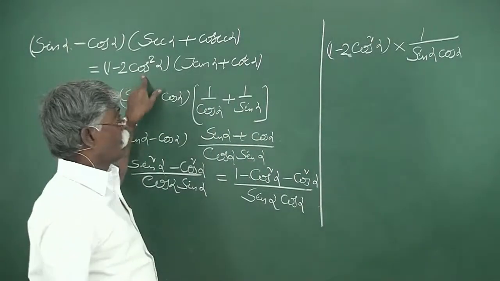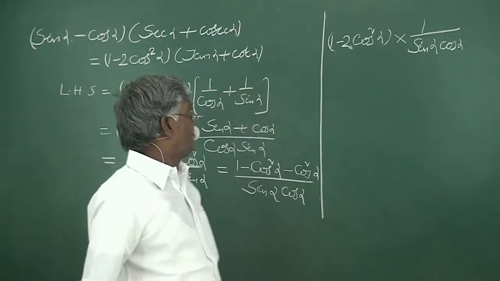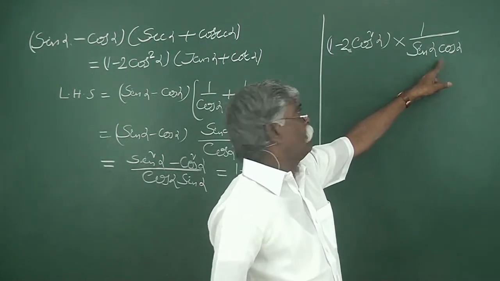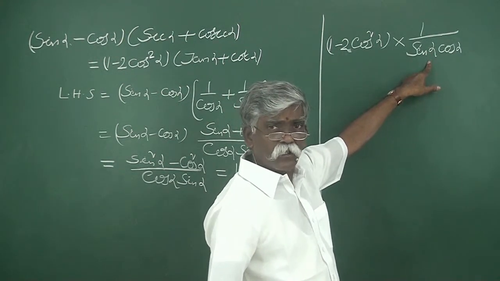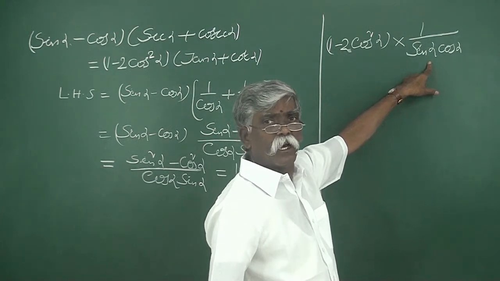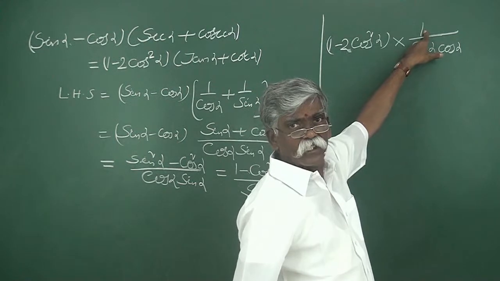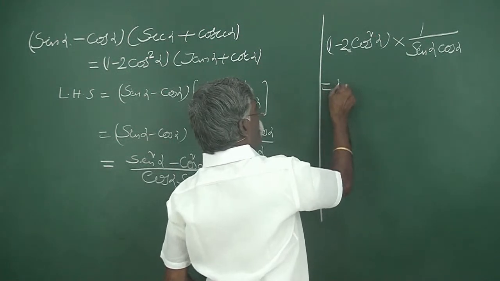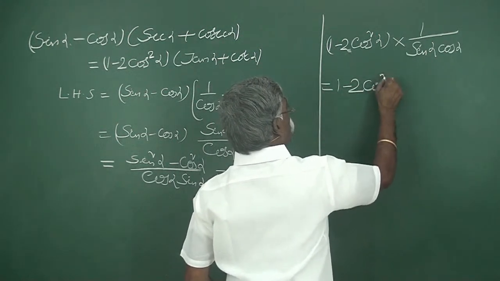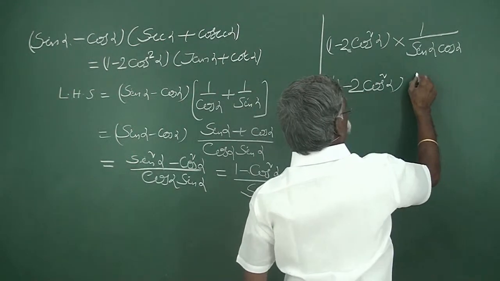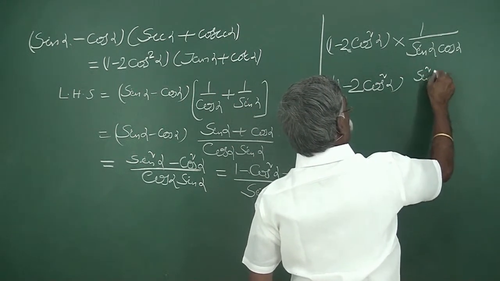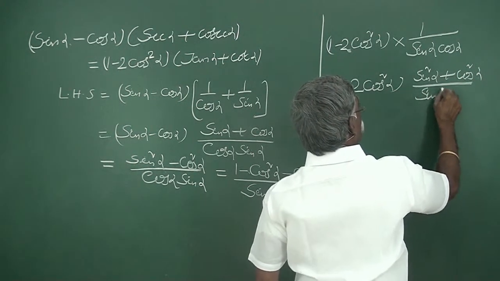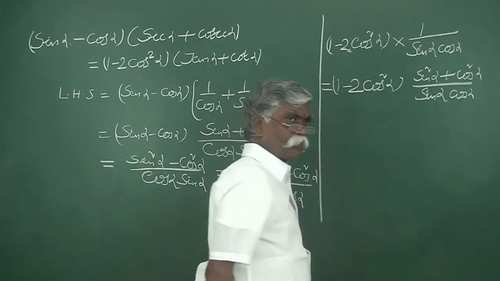Now this is 1 minus 2 cos square alpha, we got it, and here it is in terms of tan. When the denominator is expressed as the product of sin and cos, and if you want to convert it in terms of tan, make this 1 as sin square alpha plus cos square alpha. So this is equal to 1 minus 2 cos square alpha, and this 1 we will write as (sin square alpha plus cos square alpha) by (sin alpha into cos alpha).